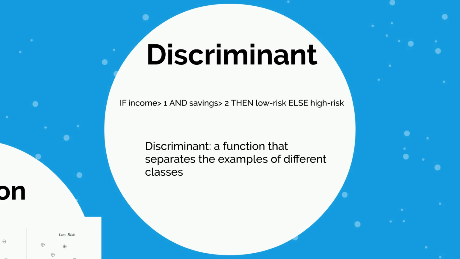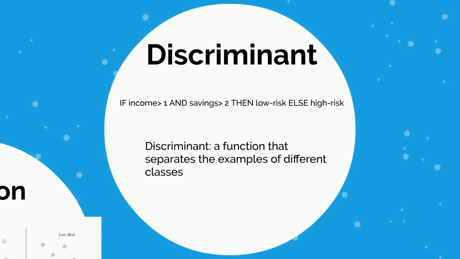So in this scenario, it's pretty simple because we only have two output classes. And actually, to even further simplify the problem, we're going to pretend that we only have two inputs as well, being income and savings. So we could produce a general rule as such: if income is greater than this value and savings is greater than this second value, then low risk, else high risk. So we wouldn't necessarily need a machine learning algorithm to produce this specific discriminant.